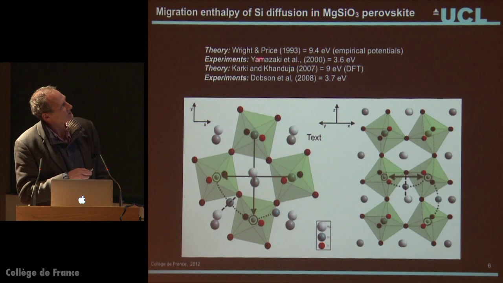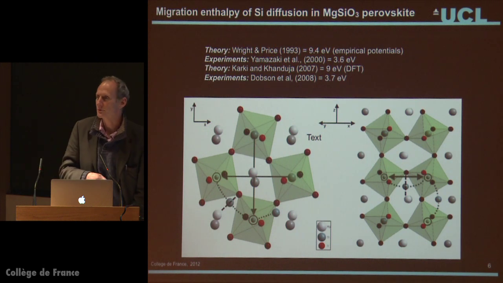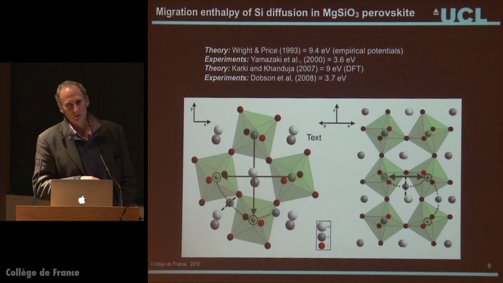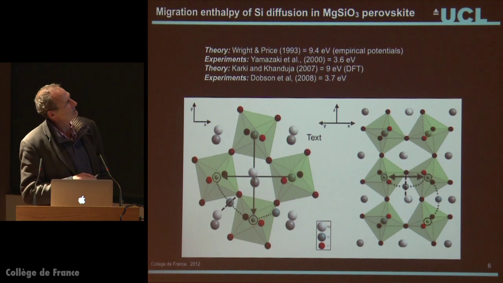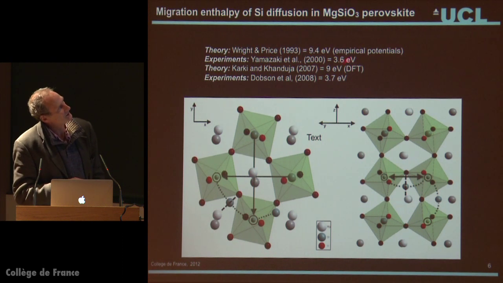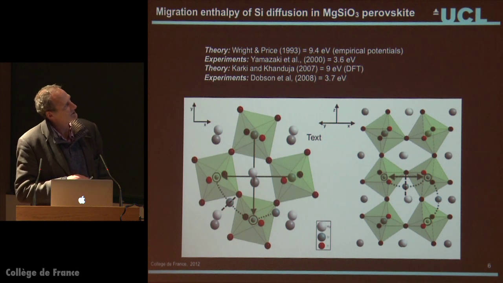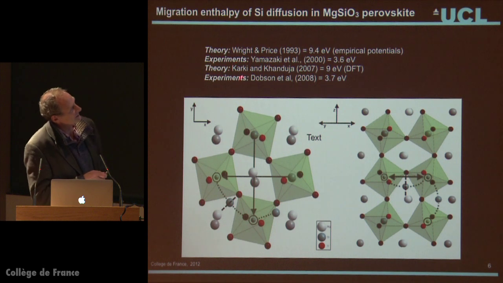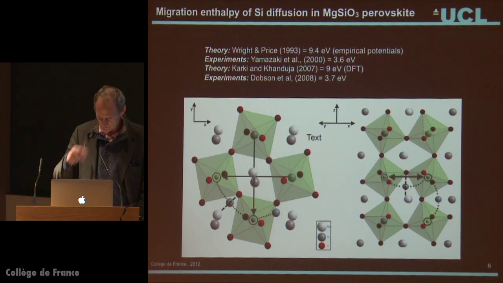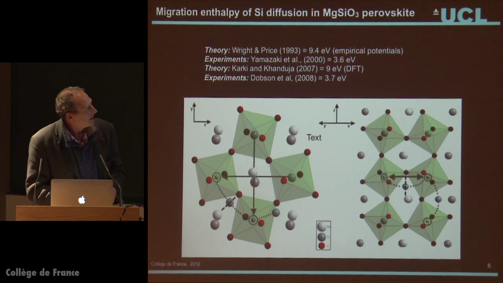Wright and Price did some theoretical calculations showing that the silicon diffusion migration enthalpy was about 9.4, a really huge number, meaning silicon would pretty much never diffuse. The experiments came along and said it was actually much lower, about 3.6, and then Karki did some more theory showing it was about 9 eV, and then the experimentalists came along and said, oh no, it's 3.7. So we thought we'd have a look at that.